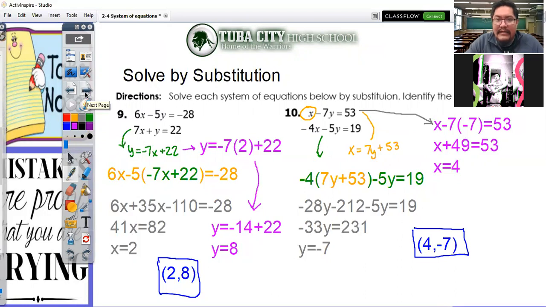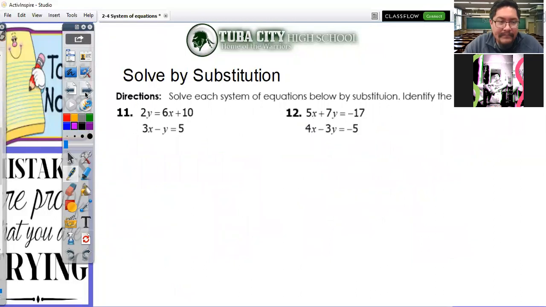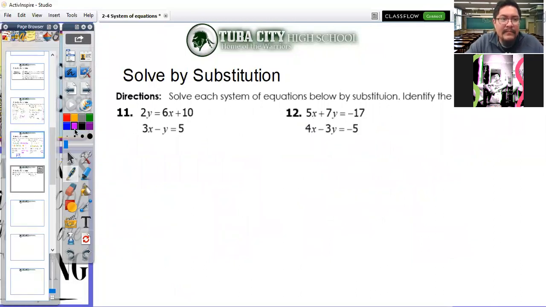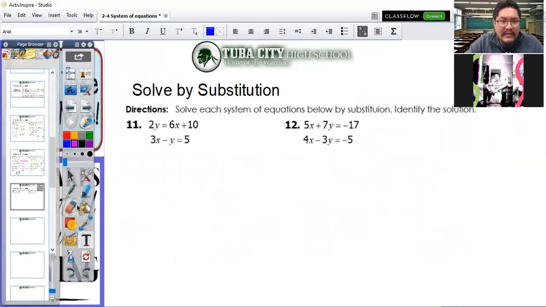Okay, so there we go. We got the solution for both of those. Let's go ahead and move on to the next thing. I think this is the last one. Yep, last one. So let's go ahead and do this.